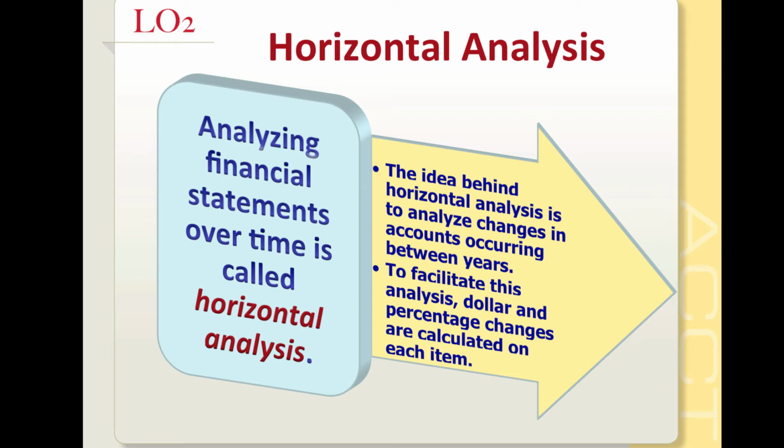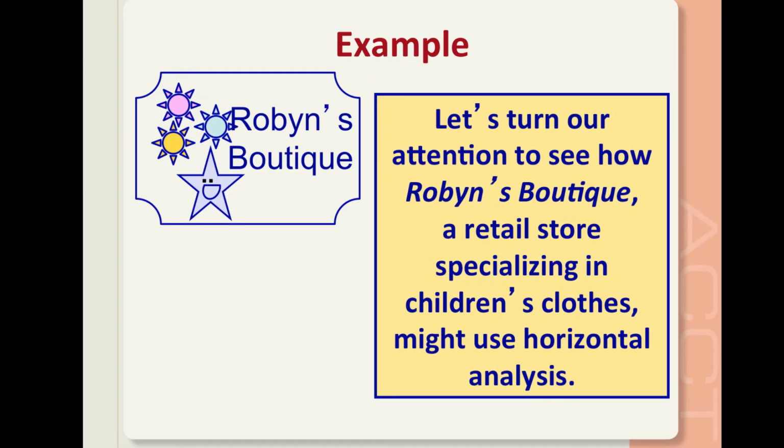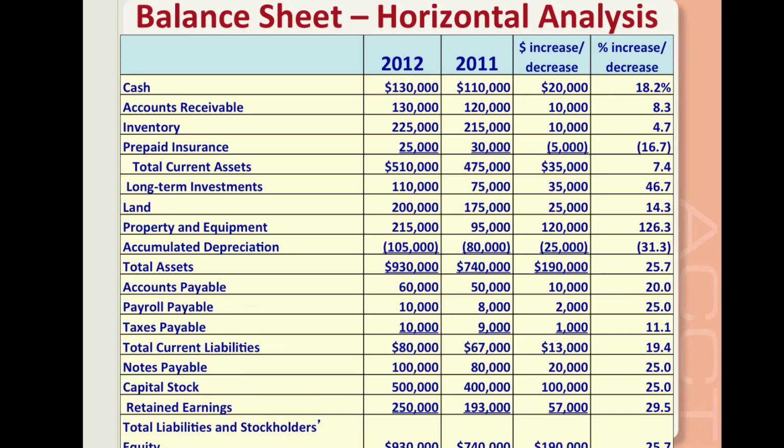To facilitate this analysis, we take dollar and percent changes, and they're calculated on each item. We're going to use Robin's Boutique as an example throughout all 4 of the video sessions. Robin's Boutique is a retail store specializing in children's clothing, and this is how they might use horizontal analysis. Here is Robin's Boutique's balance sheet, and they have performed a horizontal analysis.